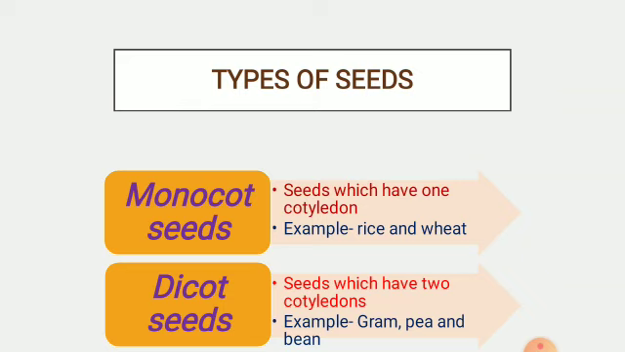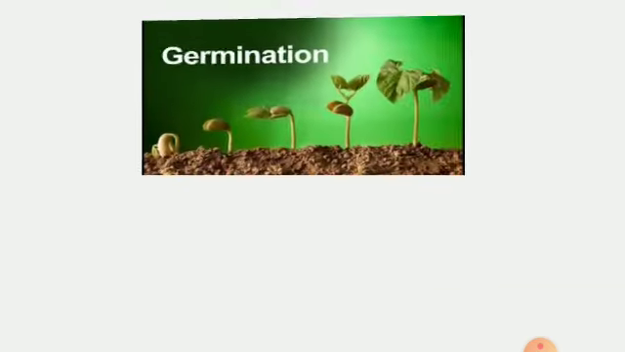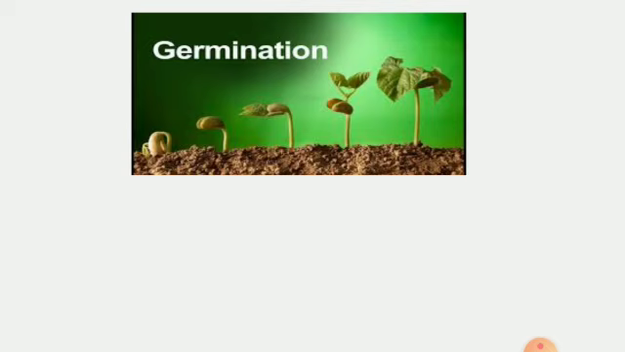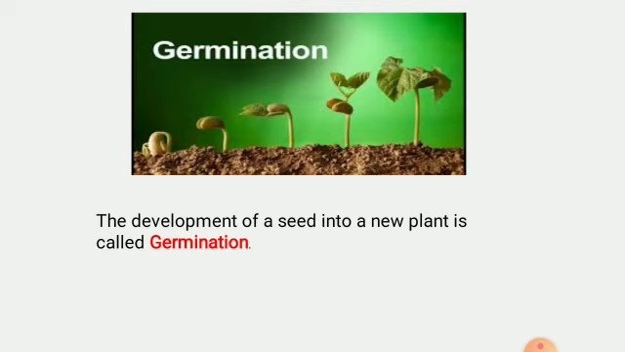When seeds get suitable environmental conditions, they germinate. So, what is germination? The development of a seed into a new plant is called germination. The seed needs moisture, oxygen, and warmth for germinating. When all these conditions are favorable, then the embryo inside the seed germinates and grows into a new plant.